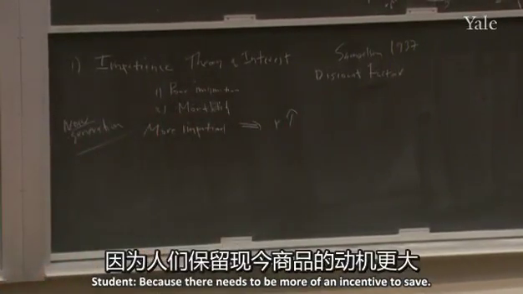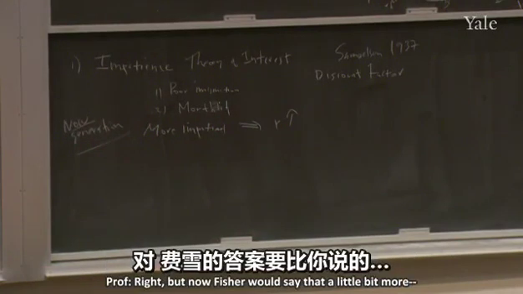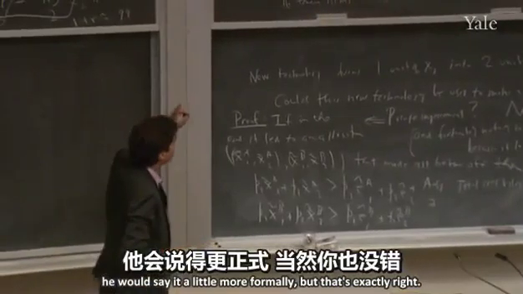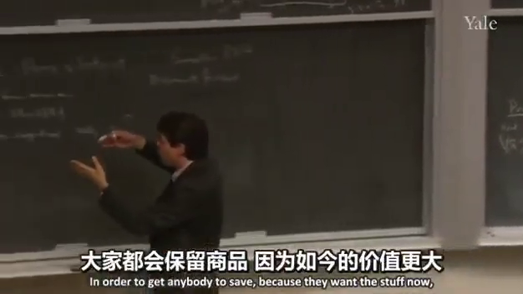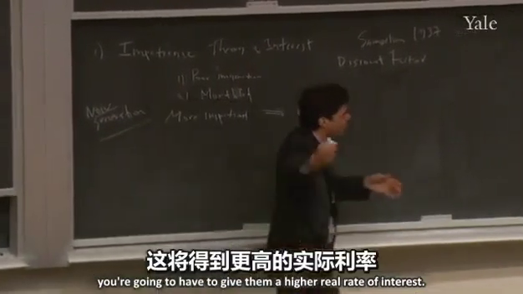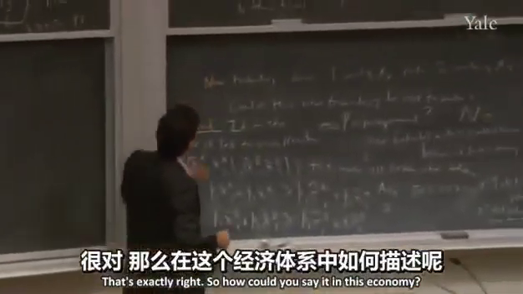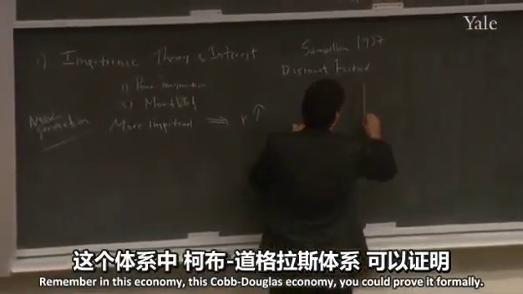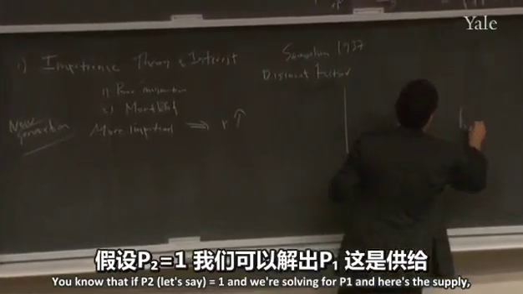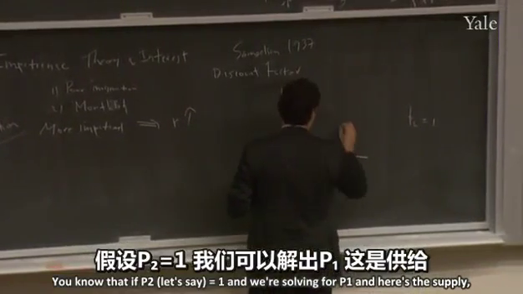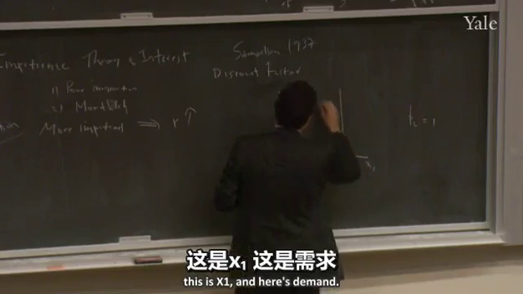There needs to be more of an incentive to save for tomorrow. Right. Fisher would say it a little more formally, but that's exactly right. If people don't care about tomorrow, in order to get anybody to save because they want the stuff now, you're going to have to give them a higher real rate of interest. That's exactly right. So how could you say it in this economy? Remember, in this Cobb-Douglas economy, you could prove it formally. You know that if P2, let's say, equals 1, and we're solving for P1, and here's the supply, this is X1, and here's demand.